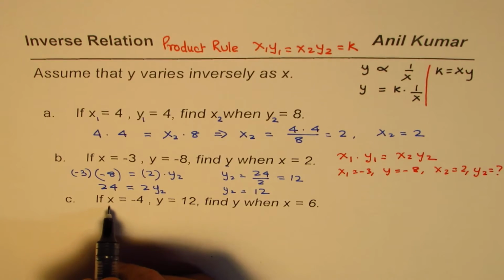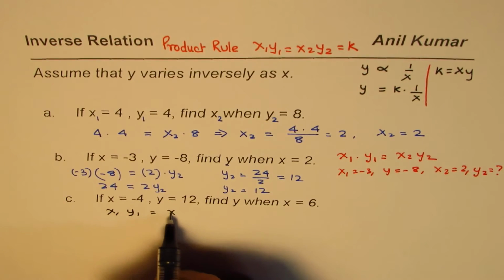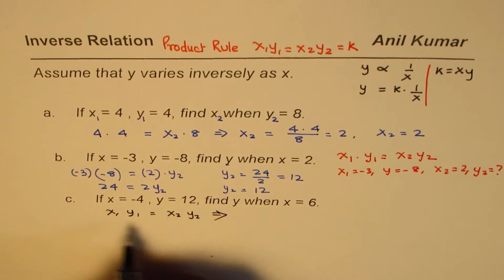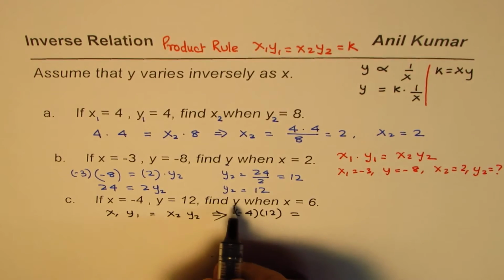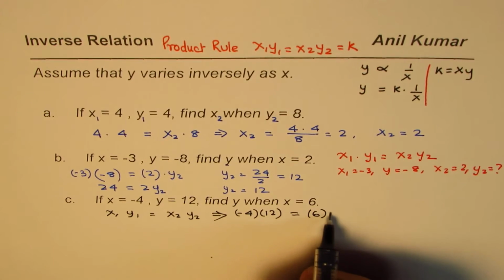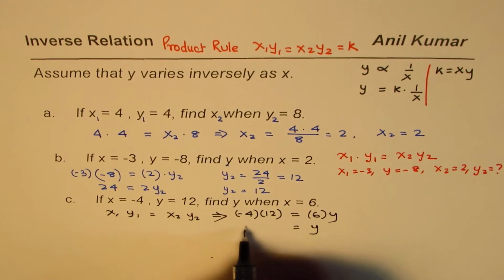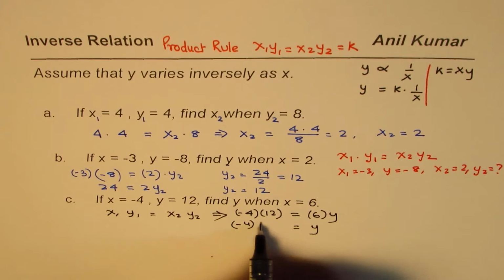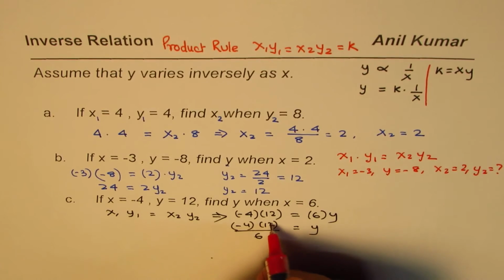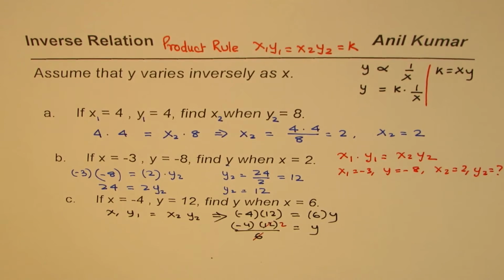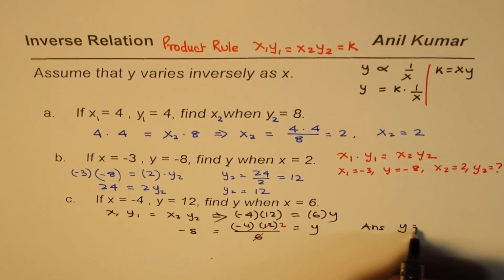So we are saying product of these two, right? So that means x1 y1, product of these two, equals x2 y2, right? It really means what? It means minus 4 times 12 should be equal to, we don't know what y is, we'll write 6 times y. Now, we can solve for y from this equation, which is minus 4 times 12 divided by 6, correct? 6 goes 2 times into 12. So we get y value as minus 8. So we have our answer, which is y equals minus 8.